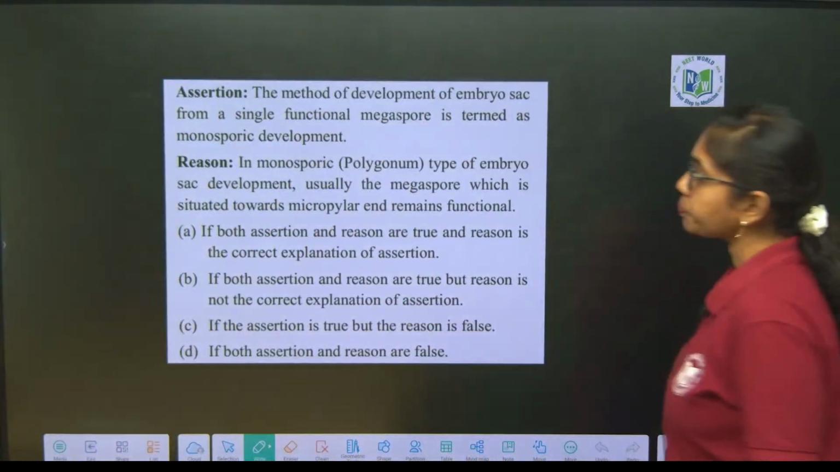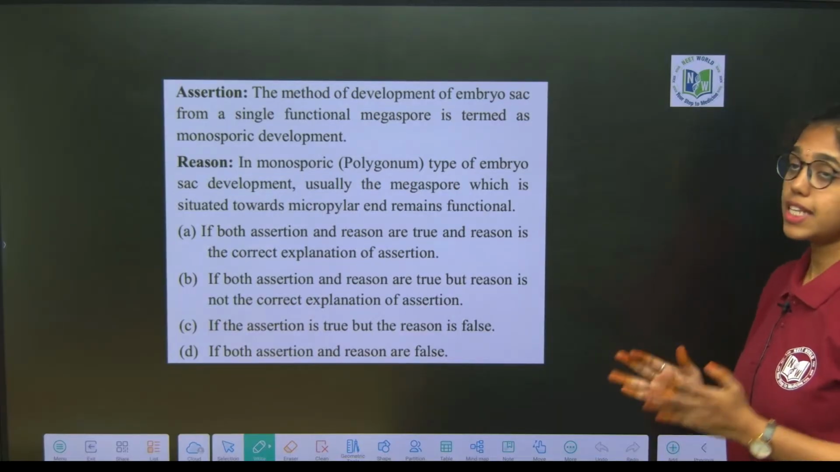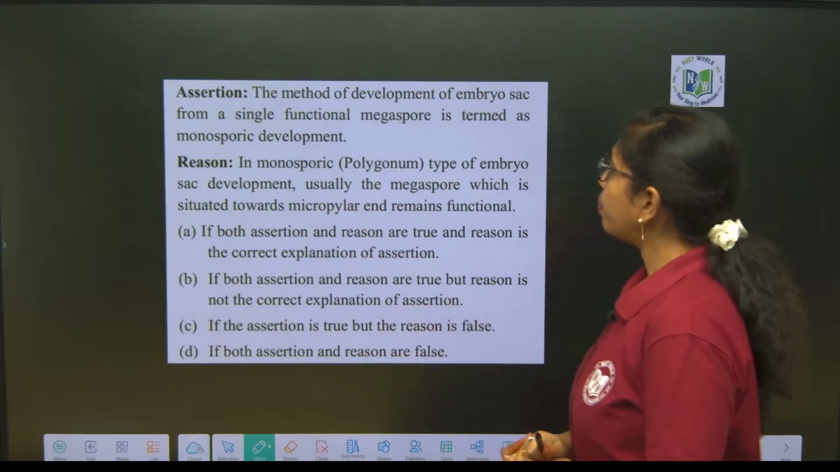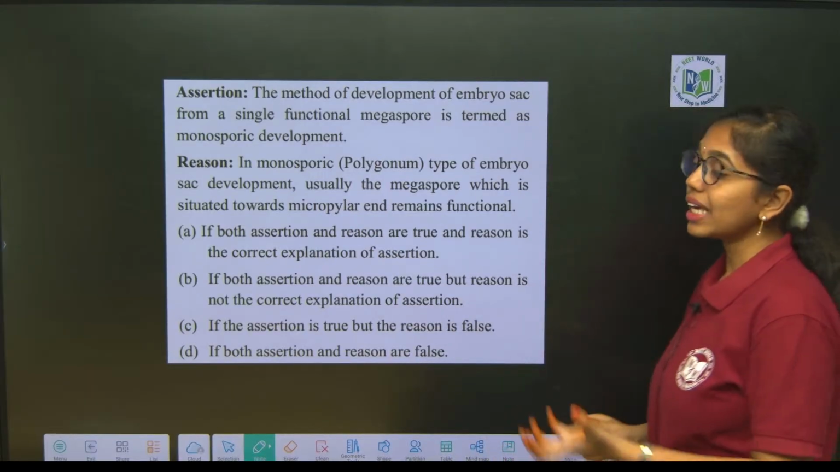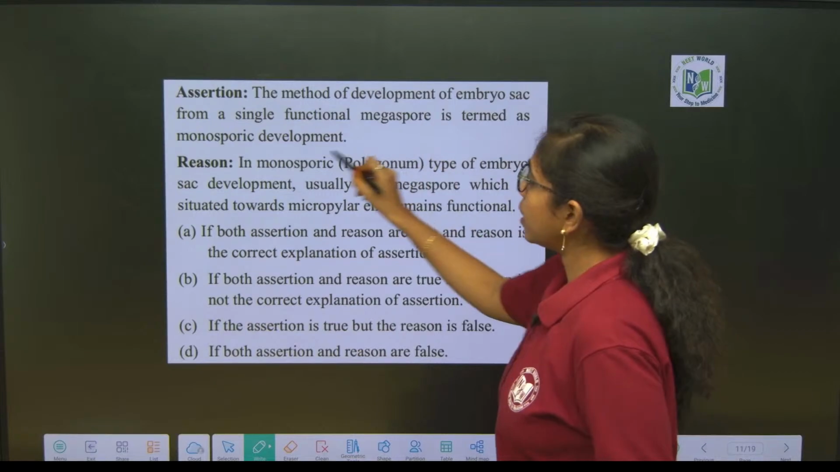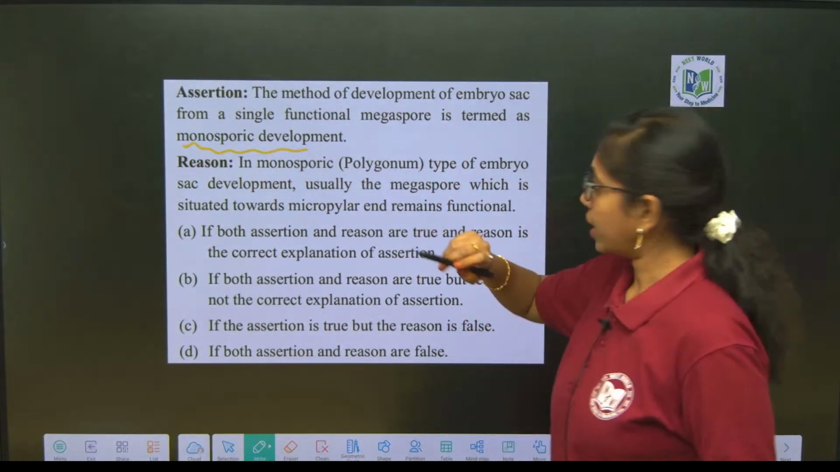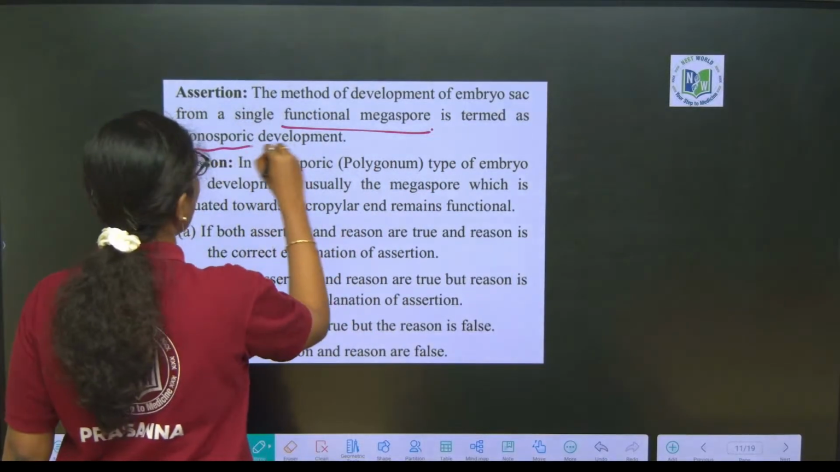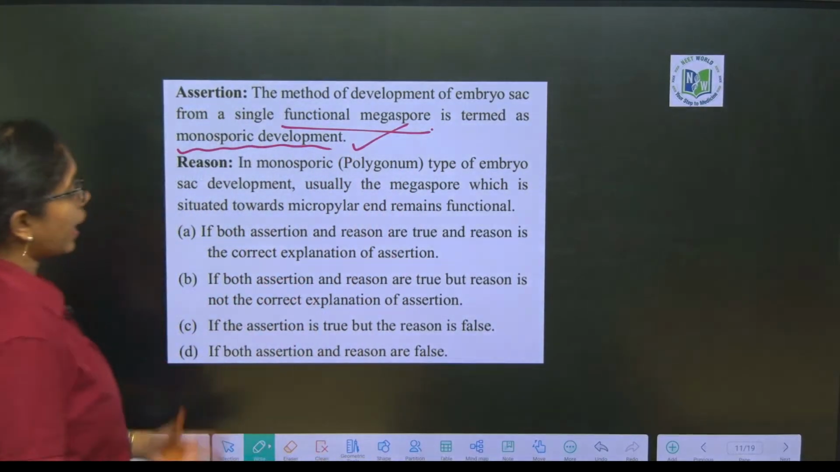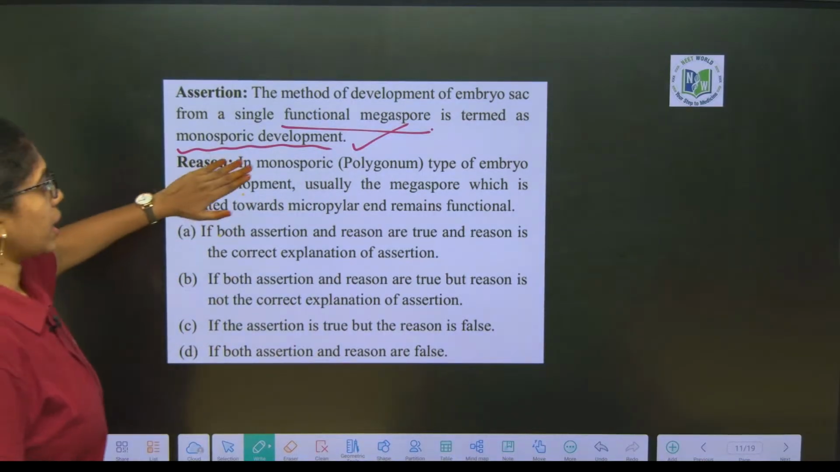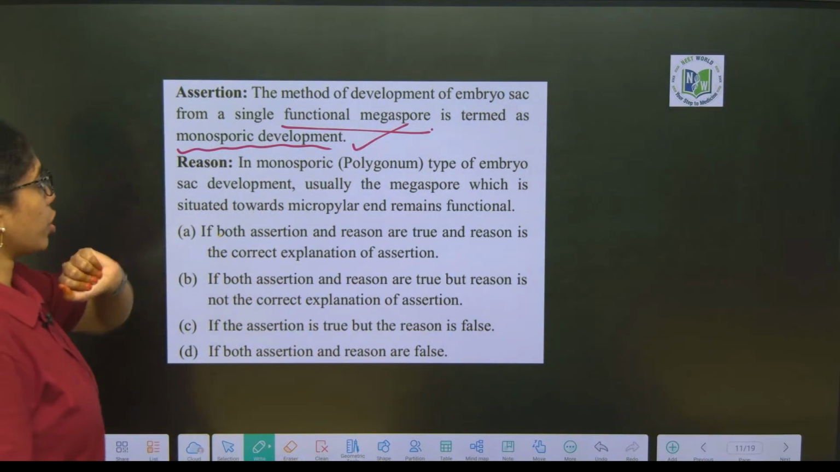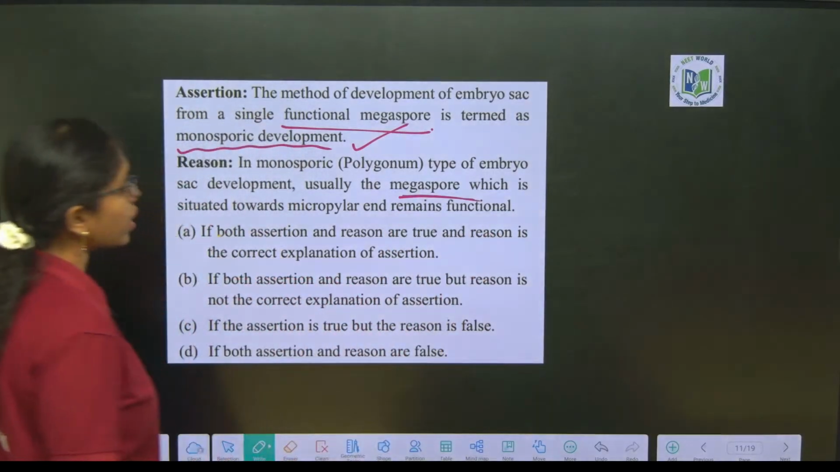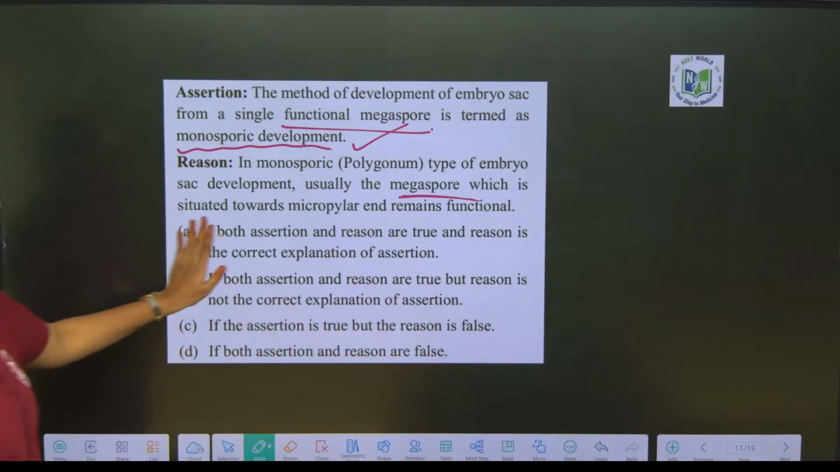Next question. Look here, assertion-reason type of question again. Assertion: the method of development of embryo sac from a single functional megaspore is termed monosporic development. Yes, development of embryo sac from a single functional megaspore is what? Monosporic development. And monosporic development is also called the polygonum type of embryo sac development, where usually the megaspore which is situated towards the micropylar end remains functional.